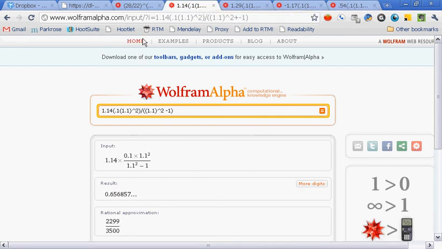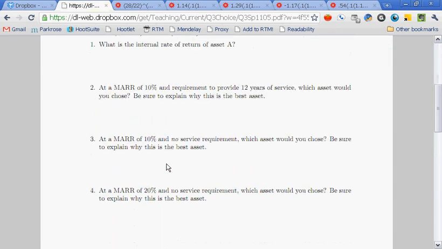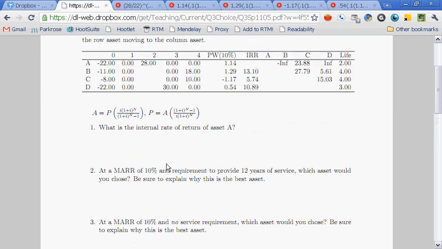The final question is that internal rate of return criteria to find out which one's best in the exclusive choice sense. But you'll see that none of these internal rates of return are less than 20, so you don't have to go through the full procedure. All you got to do is say, well, none of them really work.